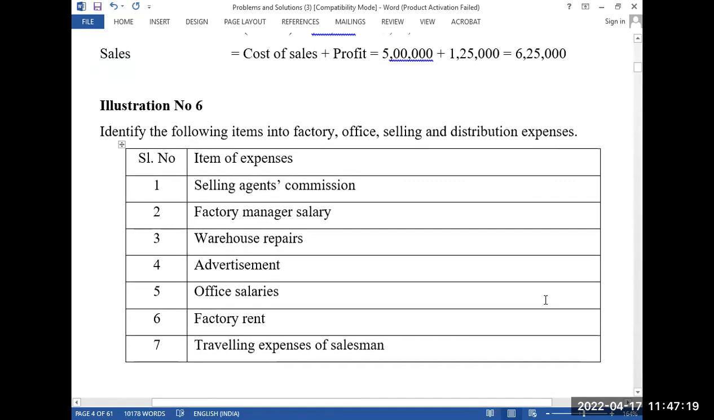Next. Identify the following items into factory, office, selling, and distribution expense. We have already done this, once again we can try. Selling agent's commission is an example of selling and distribution overheads. Factory manager salary is an example of factory overheads. Very good. Warehouse repair is an example of selling and distribution overheads. Advertisement, again selling and distribution. Office salary, office and admin overheads. Factory rent, factory overhead. Last one, traveling expense of salesman, selling and distribution. Very good.